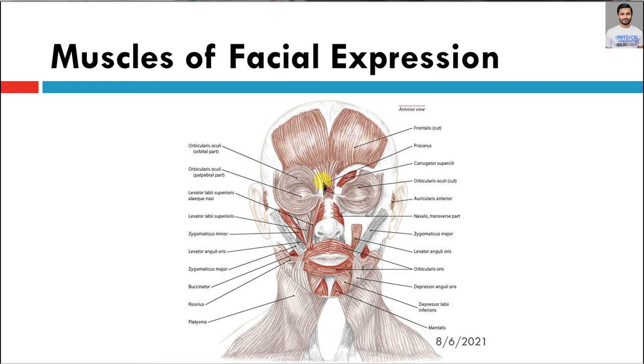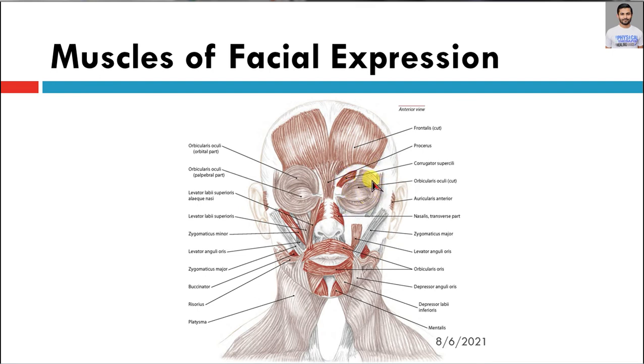Now in between the eyes you can see the muscle that is called procerus, and then you have this very small muscle that is called the corrugator supercilii muscle, and it makes you draw your eyebrows together. Then you have orbicularis. Orbicularis muscles are those muscles which are in a circular form.